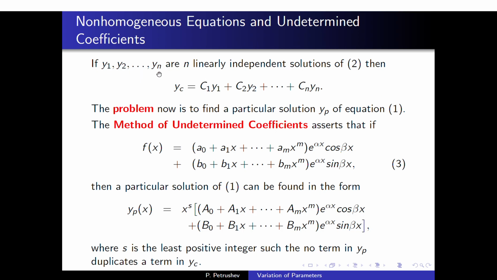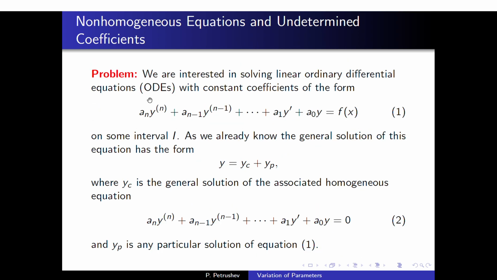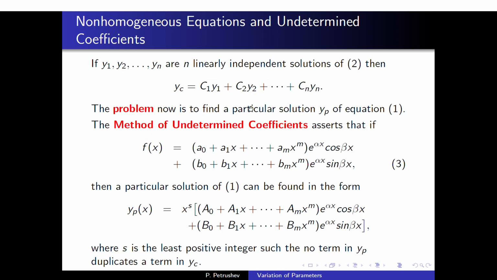If we know n linearly independent solutions of the homogeneous equation, then the complementary function is given by this formula. So the problem is to find a particular solution, yp, of the non-homogeneous equation 1. The method of undetermined coefficients asserts that if the right-hand side function f of x is of this form, then there is a particular solution of the non-homogeneous equation 1 that can be found in this form, where a naught, a1, and so on, am, b naught, b1, and so on, are unknown coefficients to be determined.